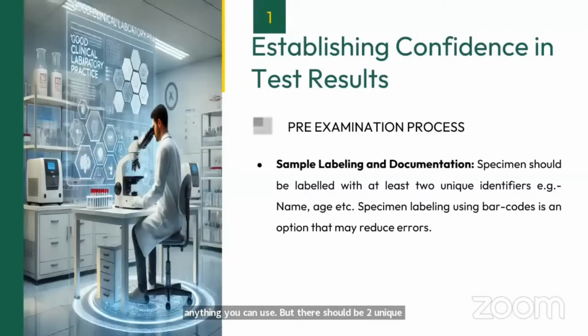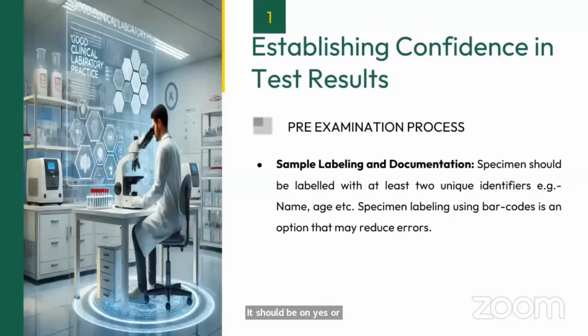And these two unique identifiers should be positive identifiers. What is meant by a positive identifier? The patient themselves should identify with those identifiers. Like the patient themselves should tell their name. It should not be a yes or no question.